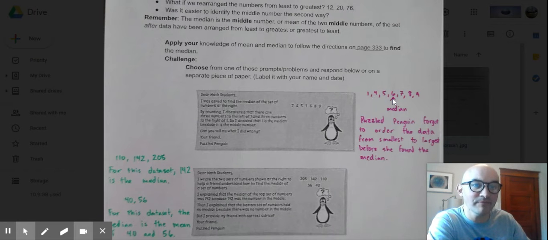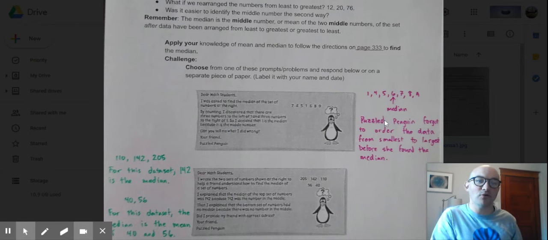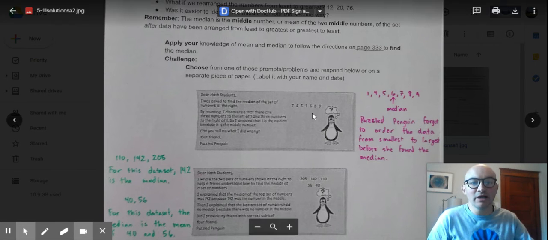So I did that here. And then I just find the middle number, and the middle number on this data set is 6. So pretty straightforward there. Not too hard. Puzzled Penguin's mistake was just not organizing or ordering the data correctly.